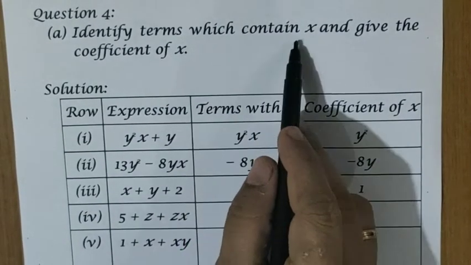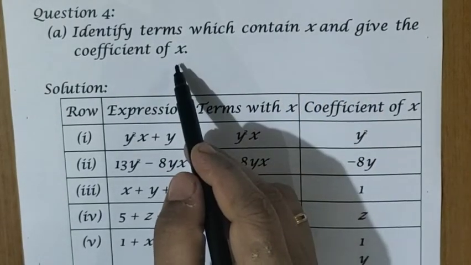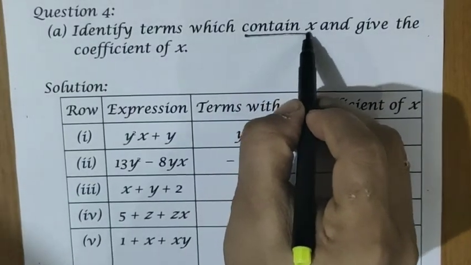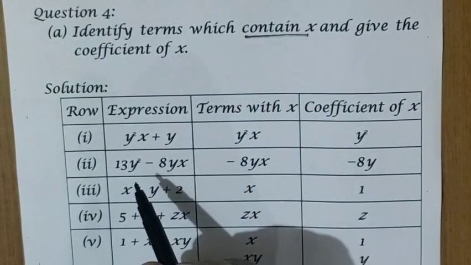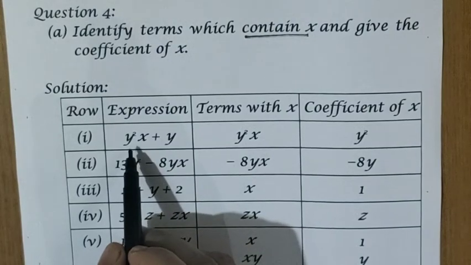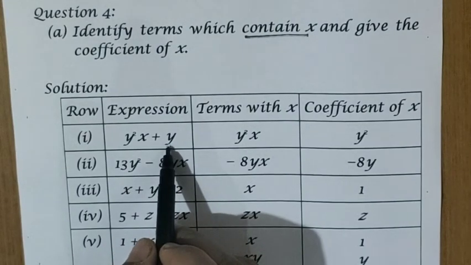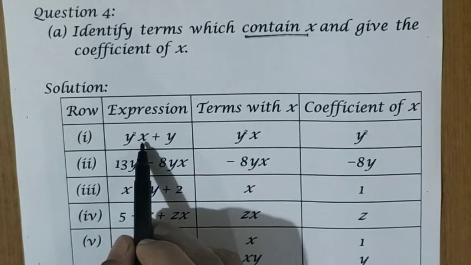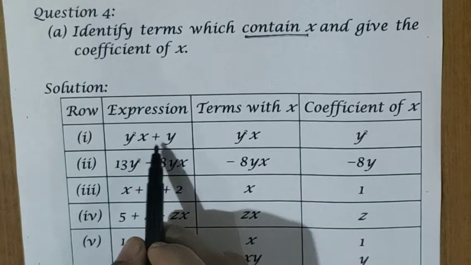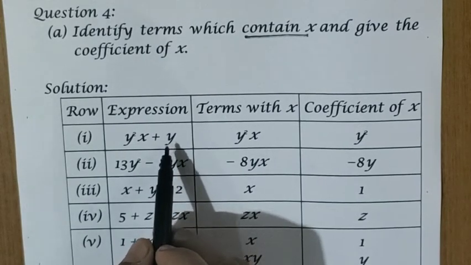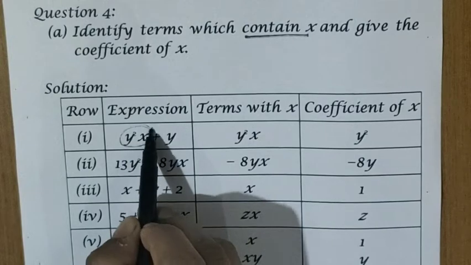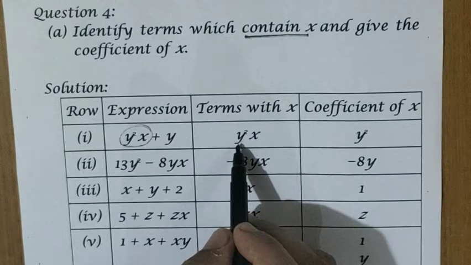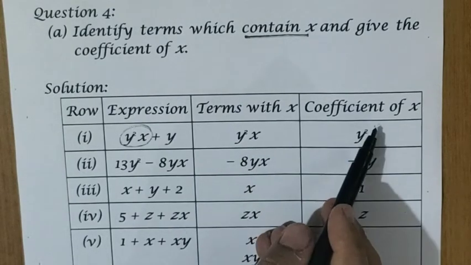Identify the terms which contain x and give the coefficient of x. For this question we should identify the terms which contain x, and the coefficient of x is asked. So see the expression now, all of you. y square x plus y. Which term has x here? y square x, right? y square x is the only one having x. y is not having any x. So the term with x is y square x. Now the coefficient of x is asked.